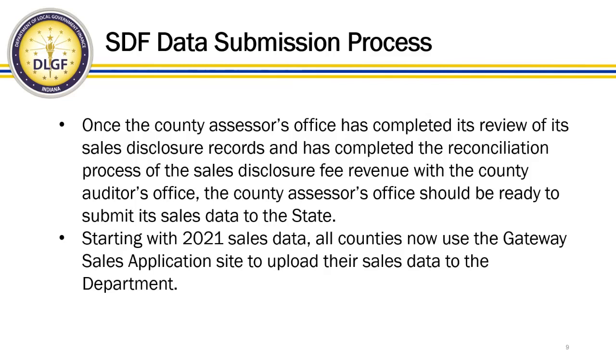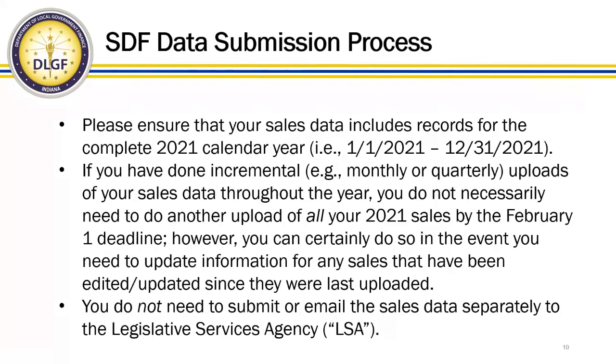Starting this year, starting in 2021, all counties are now using the Gateway sales application site to submit their sales data to the state. And a few things to keep in mind when you are uploading your sales data to the Gateway sales application site. You want to ensure that your sales data includes records for the entire 2021 calendar year. So the records should go from January 1st, 2021 to December 31st of 2021.